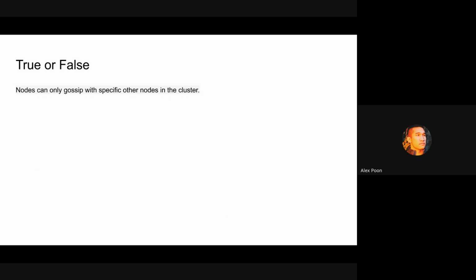Okay, next. True or false? Nodes can only gossip with specific other nodes in the cluster. Yep, that's correct. You all got it correct. Well done.